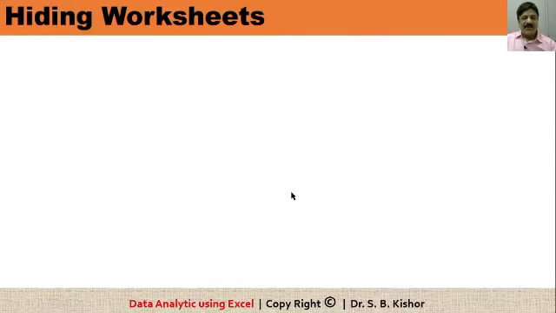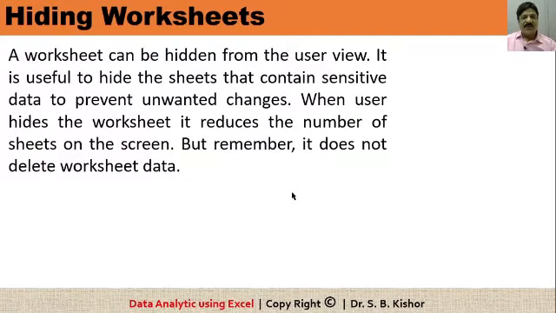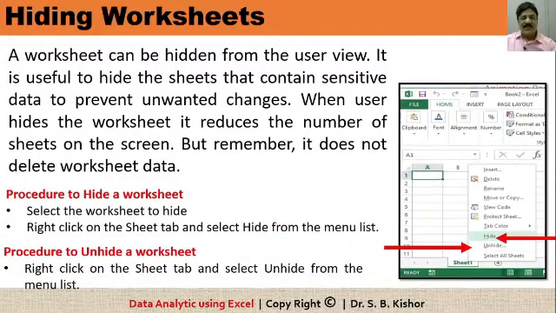Now, in order to hide the worksheet, it might be that you want to hide certain worksheets so that no one will be able to view them. In that case, select the worksheet that you would like to hide, then right click and select the option called Hide. Now, in order to unhide the worksheet, again simply right click on the sheet tab and select the Unhide option, then specify the name of the worksheet that you would like to unhide.